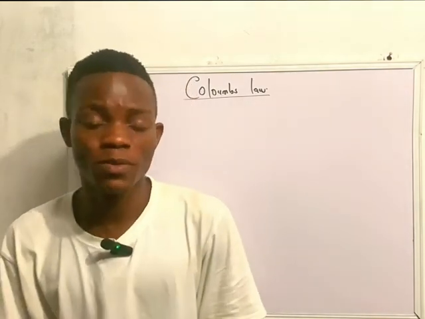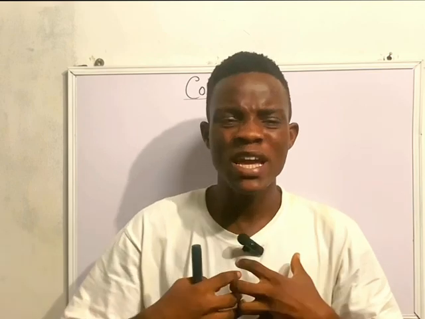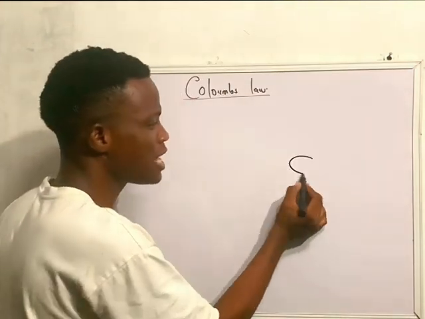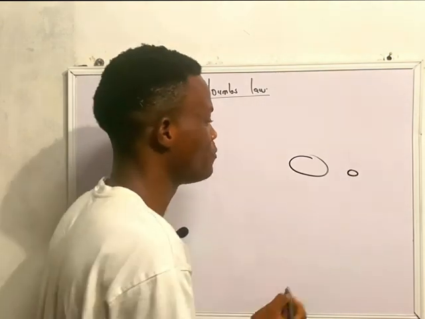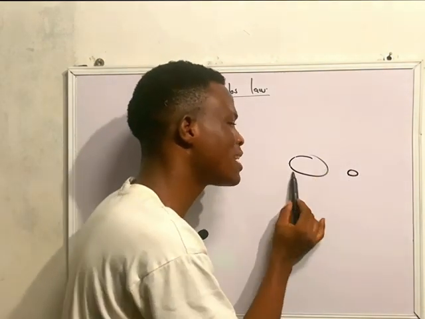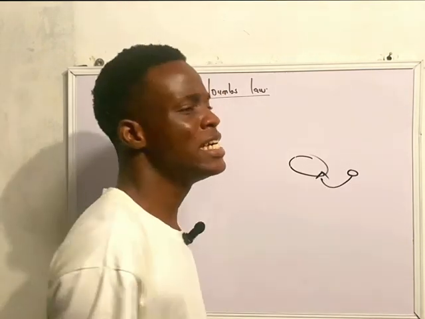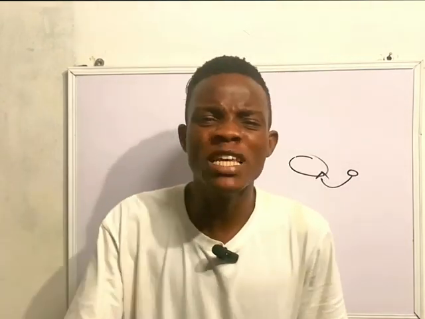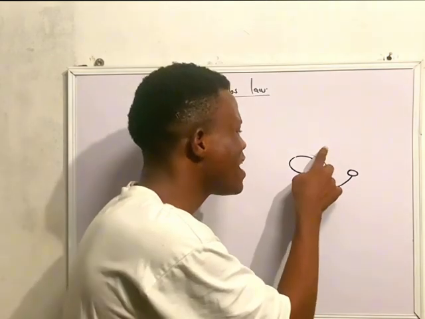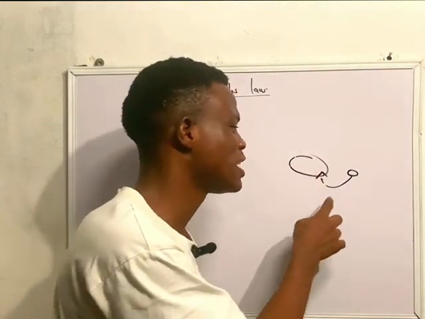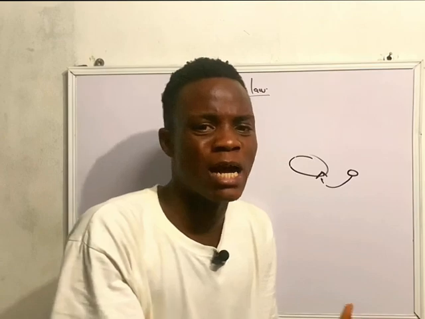Today we'll be looking at Coulomb's law. Before we go to Coulomb's law, I want to explain something called a field. What is a field? A field is a region of space where the effect of that force can be felt. Imagine I put a magnet here and a metal here. You will see that the effect of this magnet will be felt on this metal, because the metal will be attracted to the magnet. So a magnet has a field, a region of space where its effect can be felt.